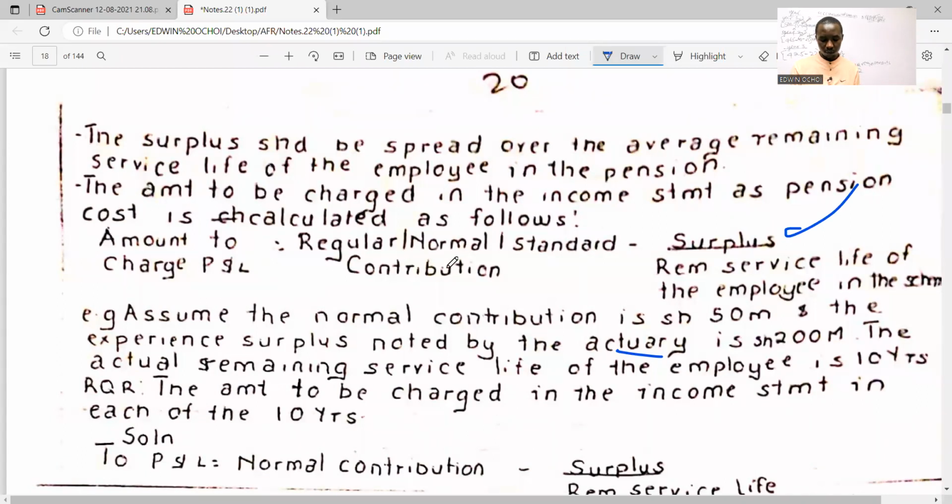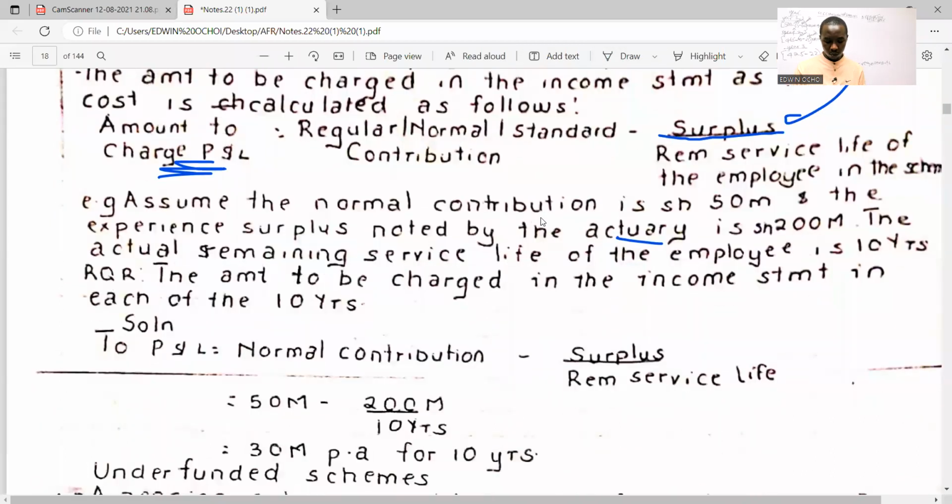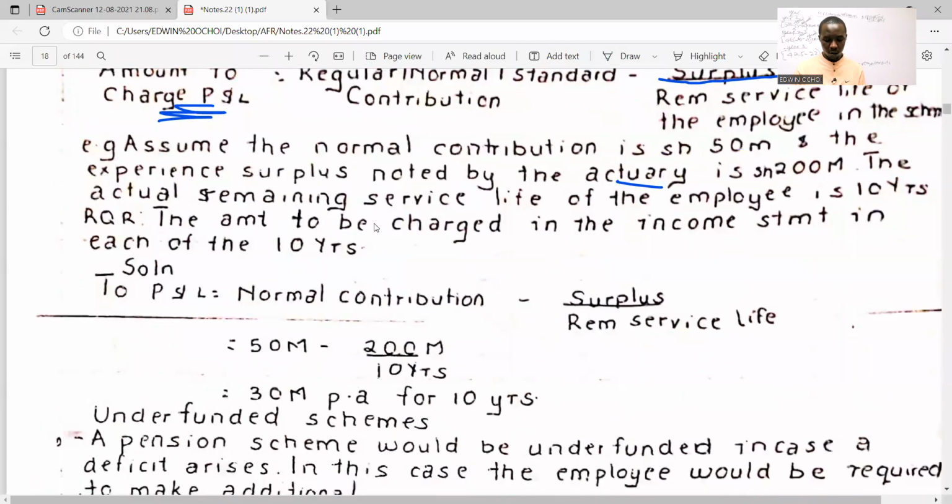For us to know the amount to be charged, it's all about the normal contribution. You reduce the surplus, but the surplus, you spread it over the remaining service life of the employee. This one is more direct. There's nothing I have to write on the whiteboard. This is something you can understand directly. So the amount to be charged to P&L, you take normal contributions.